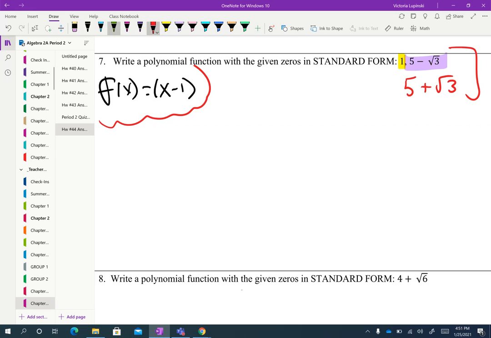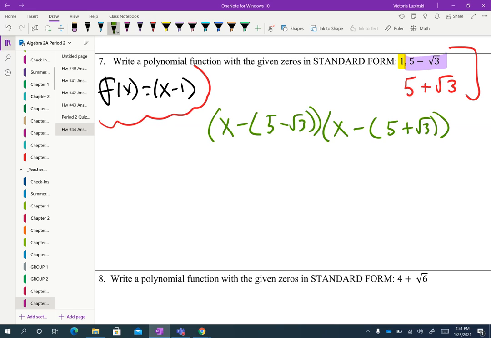So if I'm just going to deal with my 2 irrational roots, then I'm going to say x minus the first thing, which is 5 minus radical 3. Then I'm going to say x minus the second thing, which is 5 plus radical 3. Then I'm going to do my shortcut. So the shortcut says take the first 2 things and turn that into a quantity squared.